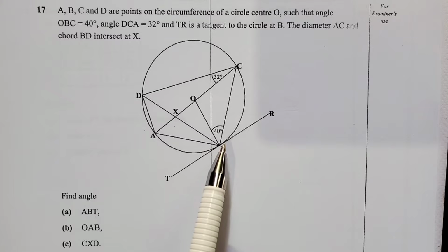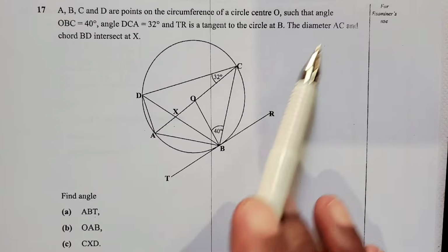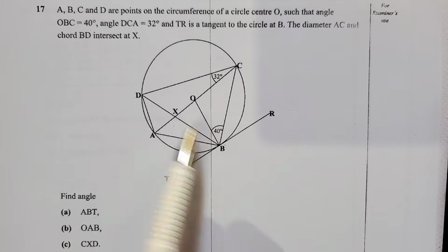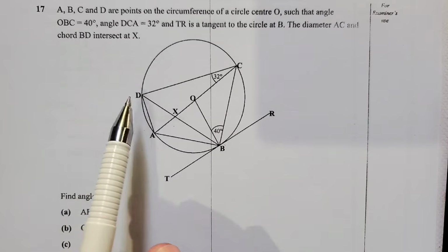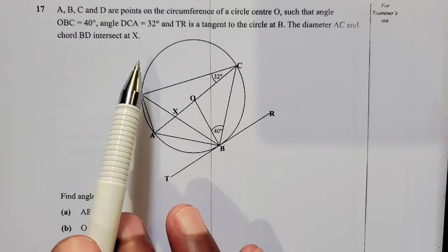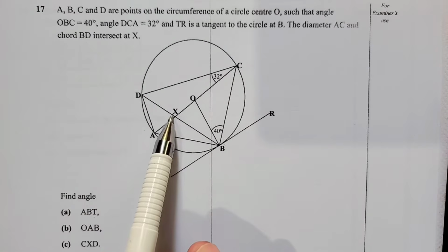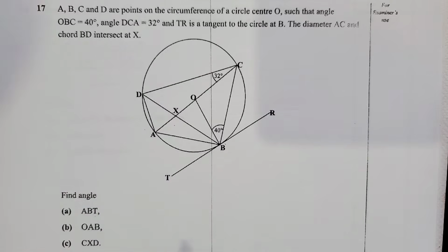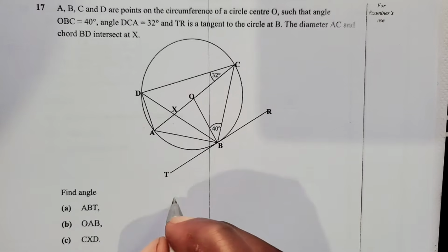The tangent to the circle is at B here. The diameter AC and the chord BD intersect at X. Find angle ABT. This is number one.